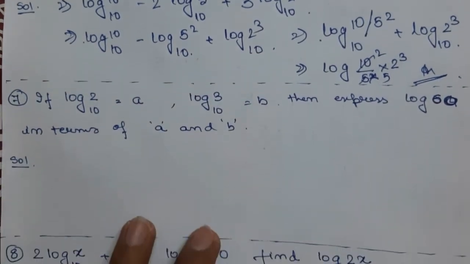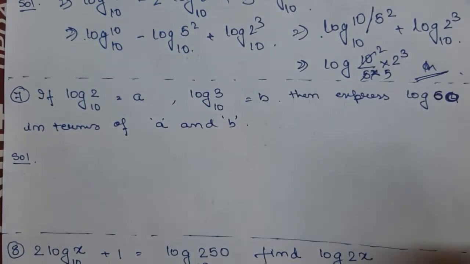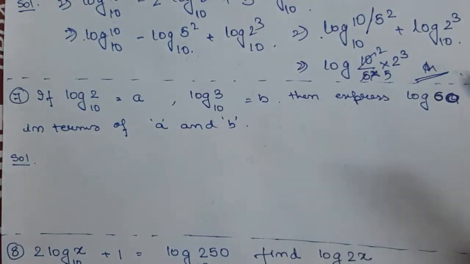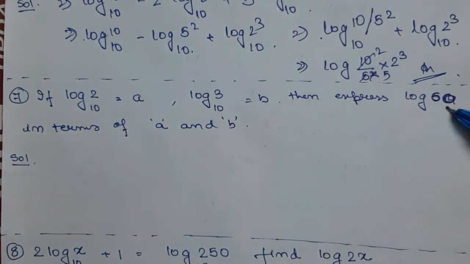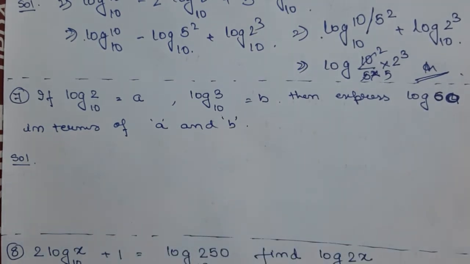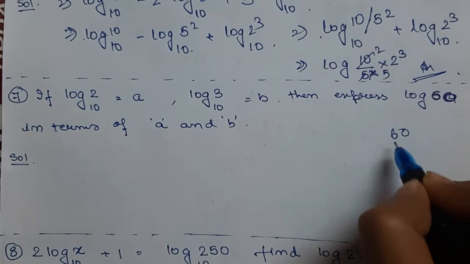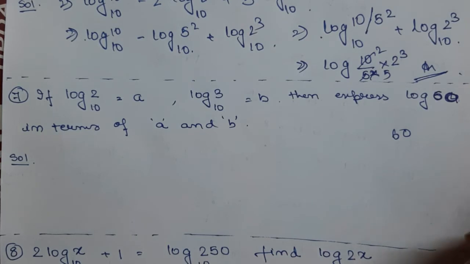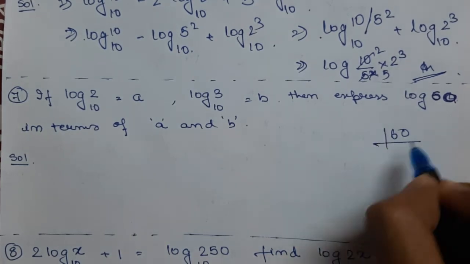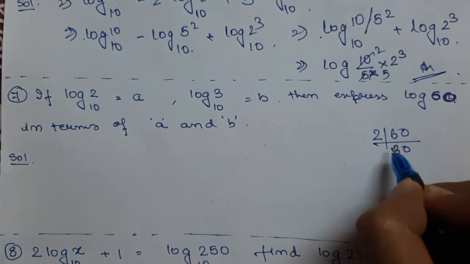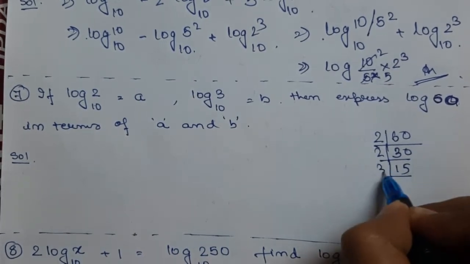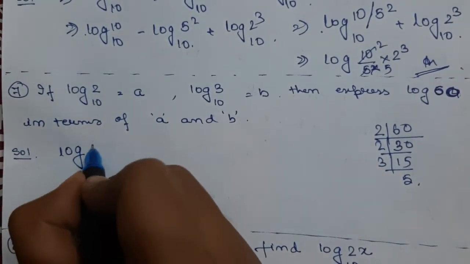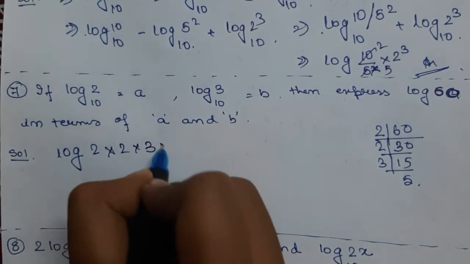Now, what is our 7th question? Here it is given that log 2 to the base 10 is equal to a and log of 3 to the base 10 is equal to b, we have to express log of 60 in terms of a and b. See, first I am taking the LCM of 60. I have told that if you get a big number here, you should take the LCM and take the smallest multiples, right? So we can do it with 2, 30, again 2, 15, again 3, 5. Right? So what is the log value now? Log of 2 into 2 into 3 into 5.